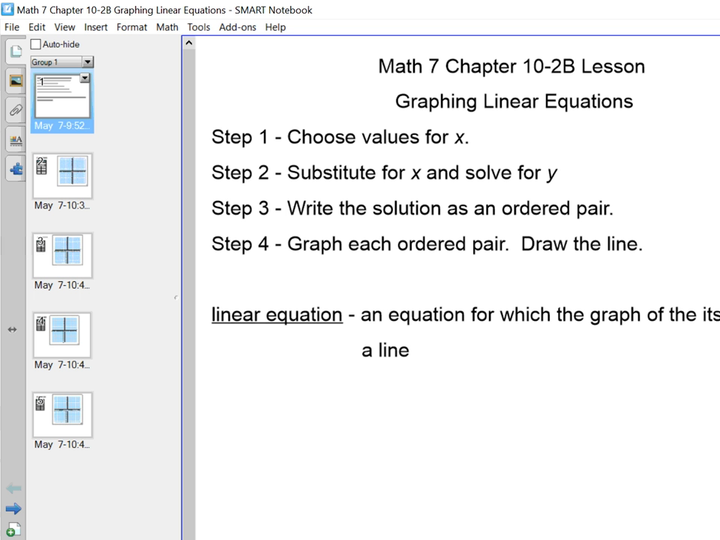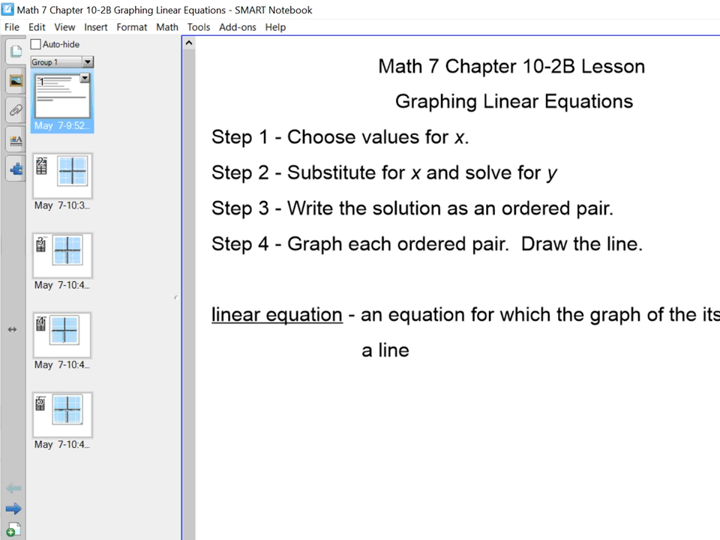Now here's the one thing. If you find that your points don't line up in a straight line, it means you need to go back and redo the math. Now let me repeat that. If the little dots do not line up in a straight line, you must go back and check your math. All of these equations will be a straight line.